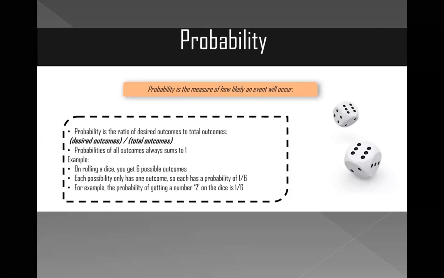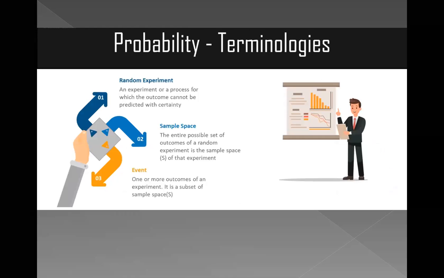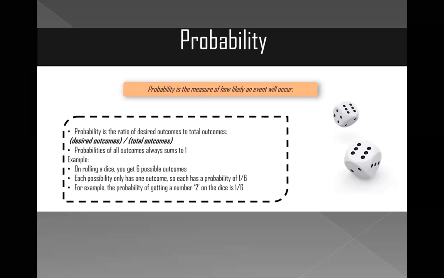For example, look here: while I am rolling a dice, you get 6 possible outcomes, right? Each possible event has only one outcome. So each has a probability of 1 by 6, because the total is 6. Only one outcome comes at a time, so the probability can be calculated as 1 divided by 6. I hope you all know probability; that is why I am rushing through this concept, just elaborating a simple example.